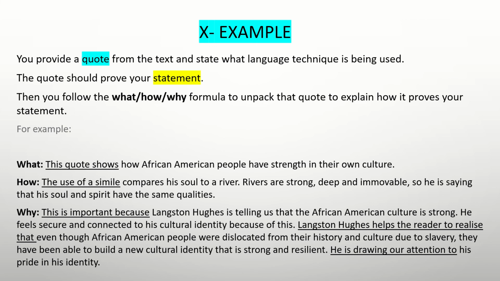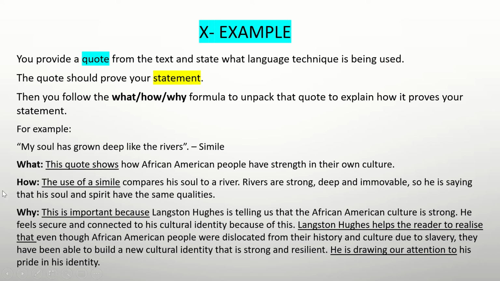So, for example, remember you don't have to write down this example because you're going to get it soon. But let's say, "My soul has grown deep like the rivers" is my quote, and I know it's a simile, and I've got the what, how, why. I am not going to read that out because this is already in your notes. You already have that what, how, why.